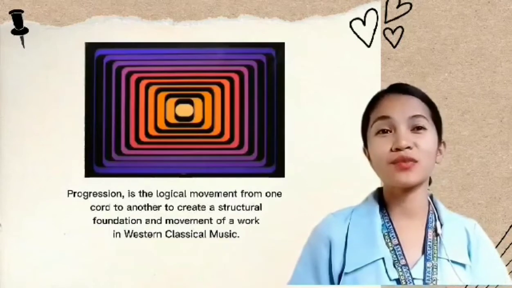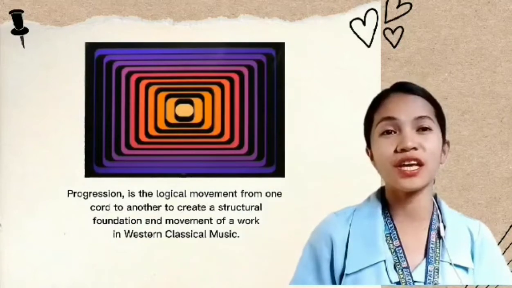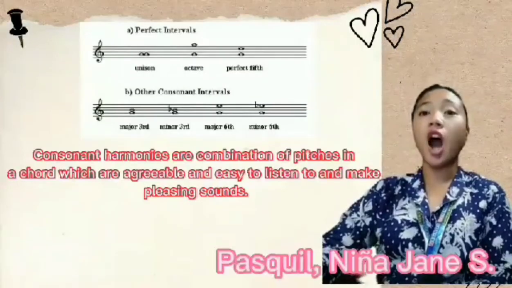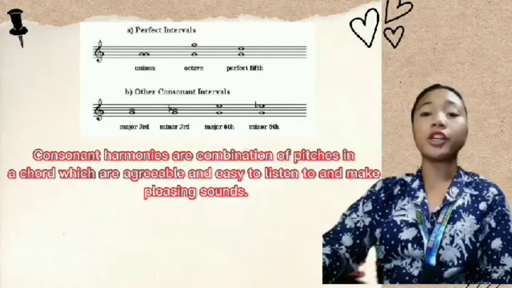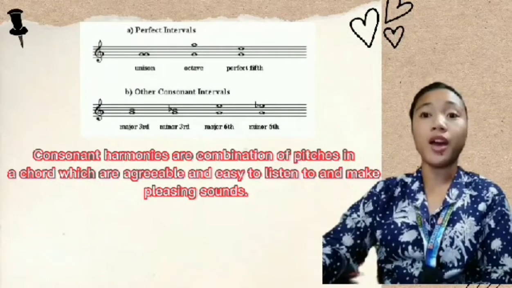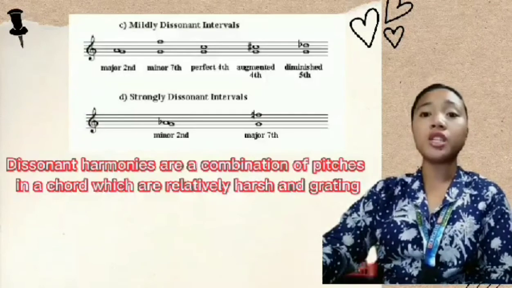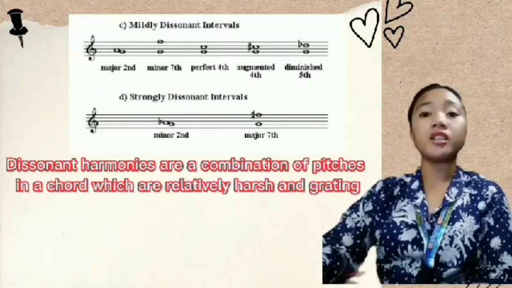Progression is the logical movement from one chord to another to create a structural foundation and movement of a work in Western classical music. Consonant harmonies are a combination of pitches in a chord which are agreeable and easy to listen to and make pleasing sounds. Dissonant harmonies are a combination of pitches in a chord which are relatively harsh and grating.